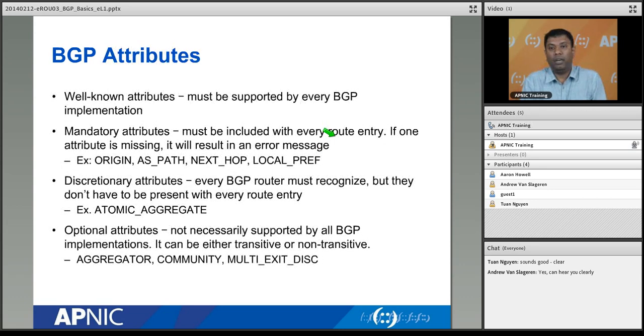Any questions so far? No? Okay. All right. Now we'll see BGP attributes. What are BGP attributes? All right.